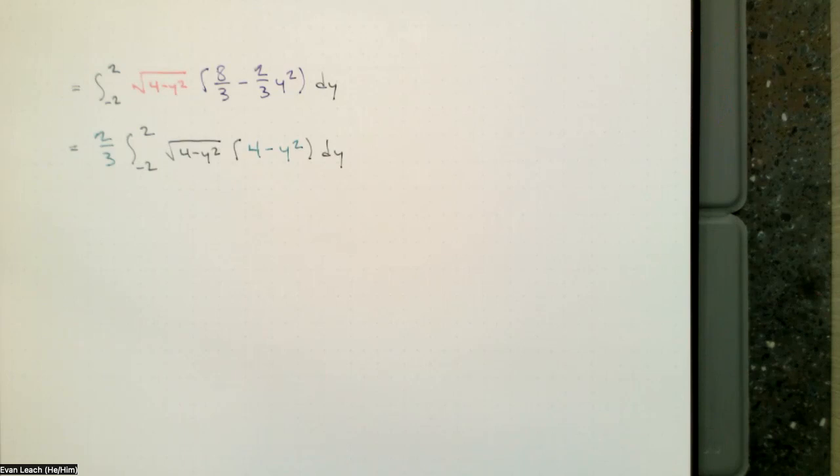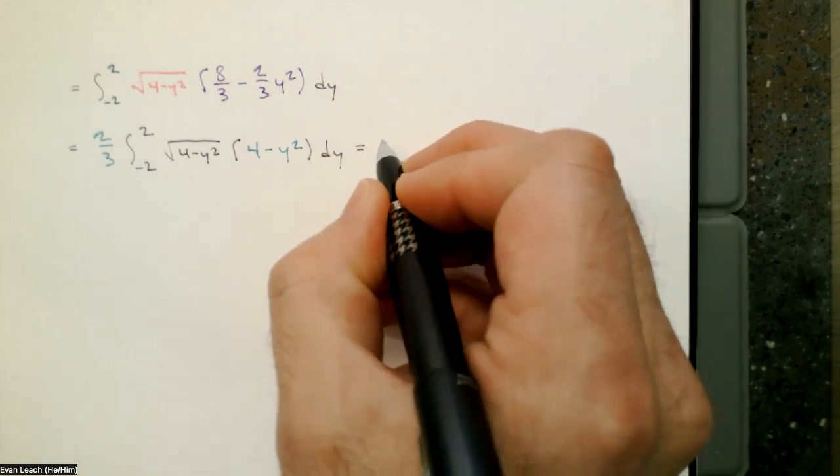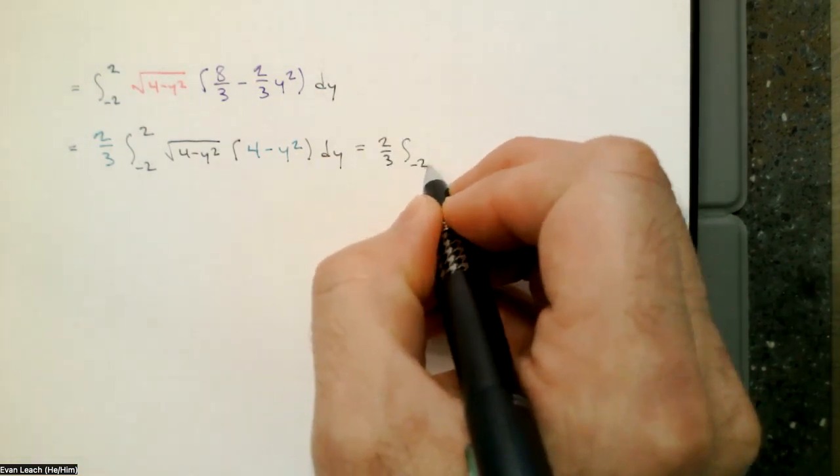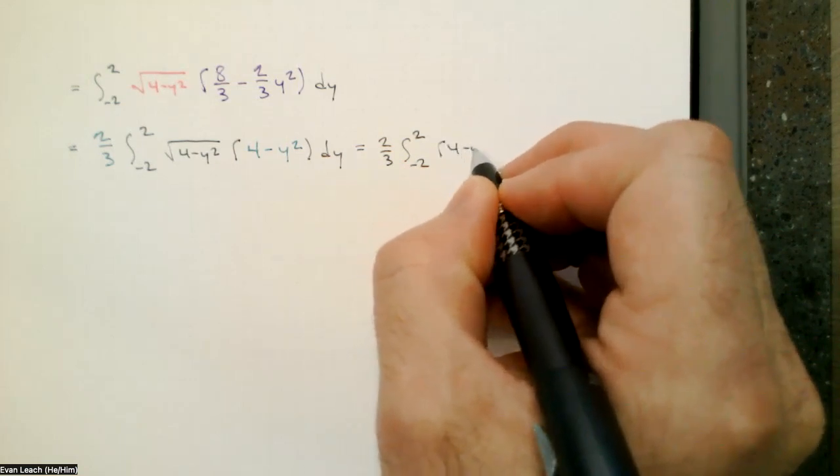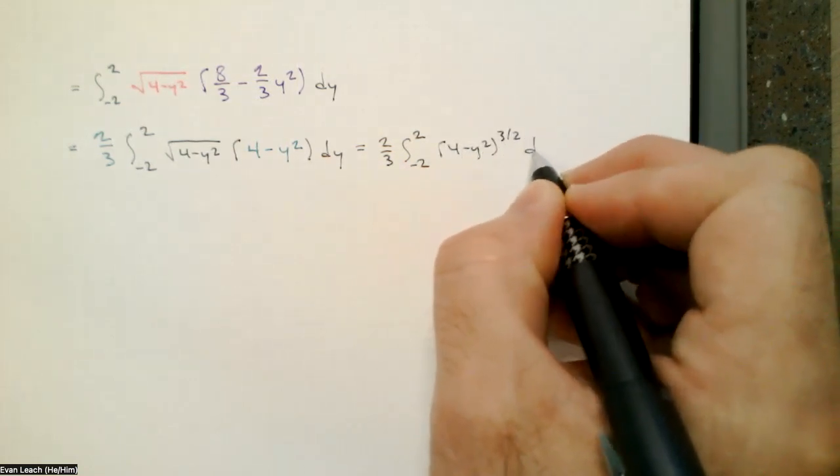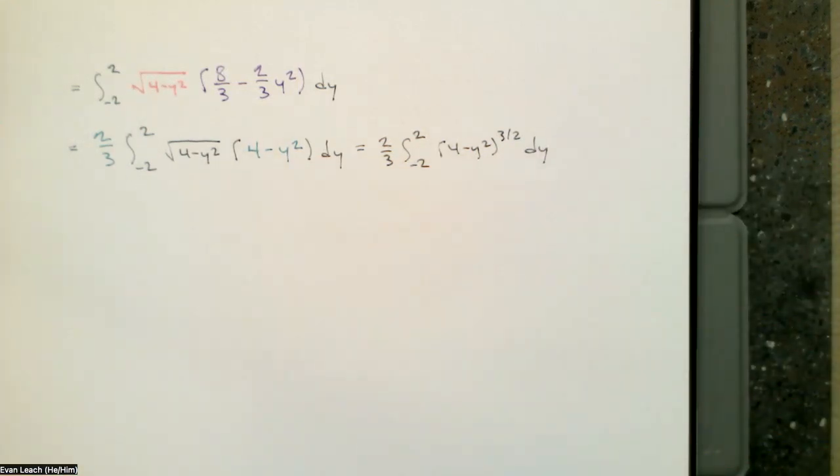Now, is this the only way we could have ended up at the integral from -2 to 2 of the 4 minus y squared to the 3/2? No, probably not. This just happens to be the way that I ended up getting there. How's everybody?